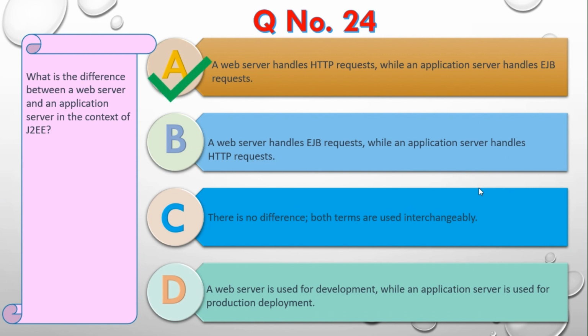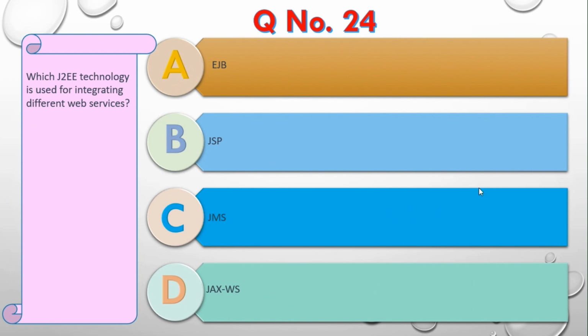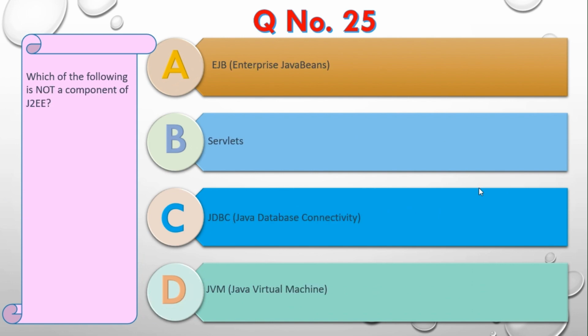What is the difference between a web server and an application server in the context of J2EE? A web server handles HTTP requests while an application server handles EJB requests. Which J2EE technology is used for integrating different web services? JAX-WS. Which of the following is not a component of J2EE?